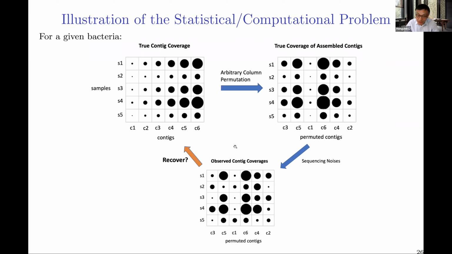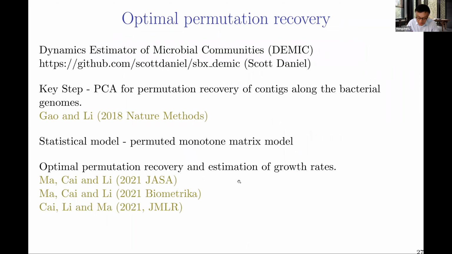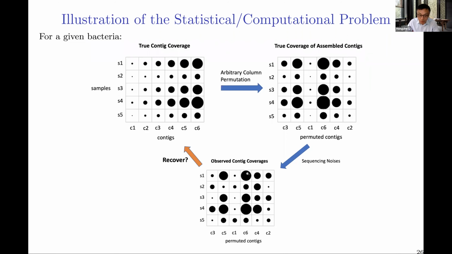So the computational question is, if I give you a matrix like this, and I say each row is monotone but I don't tell you the order, how can you figure out this order? As I mentioned, all you need to do is perform a PCA, treating those contigs as observations and each of the rows as a variable. Then you order the contigs, the columns, based on the first PC.